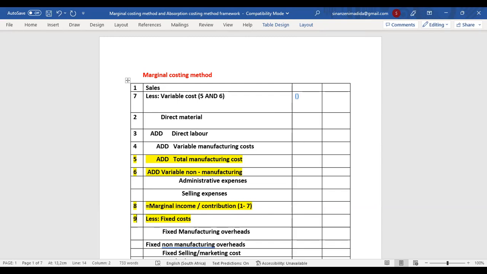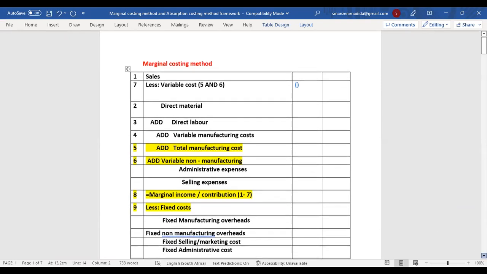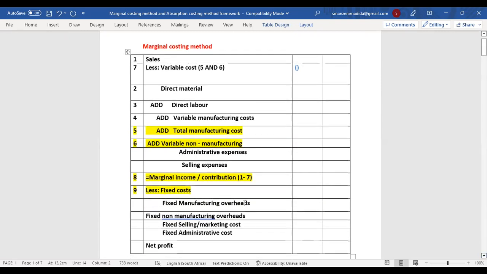Our number 9, we have to get our fixed cost. You go to the question again, it's going to be written fixed manufacturing cost. We add them to fixed non-manufacturing cost. The fixed manufacturing cost, guys, will be given as fixed manufacturing cost, but the fixed non-manufacturing cost can be given as the fixed selling or marketing cost or fixed administrative cost. These are fixed and non-manufacturing costs. If you add this column, you will get your line number 9.